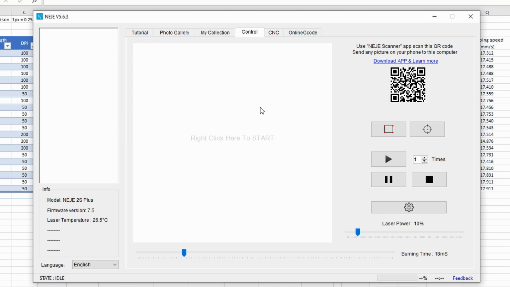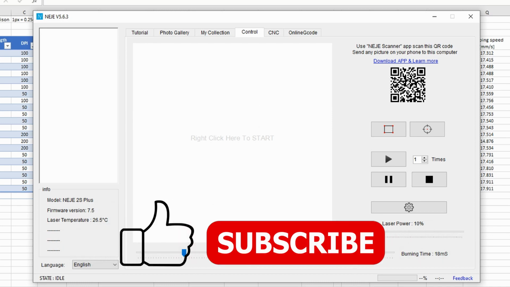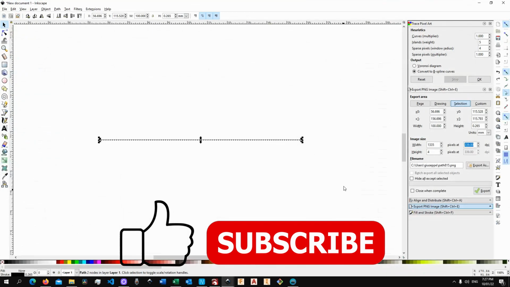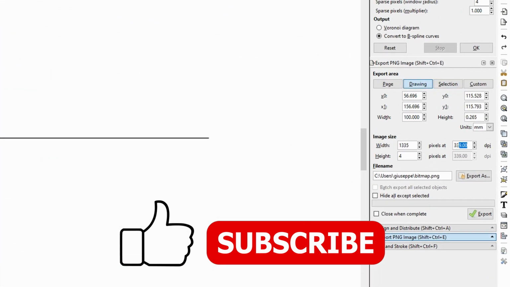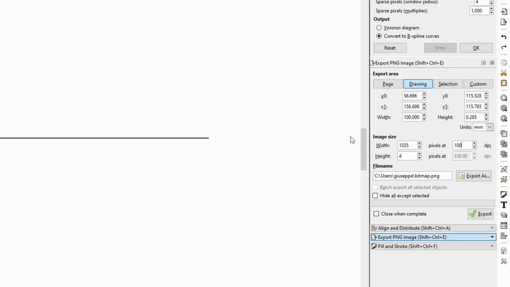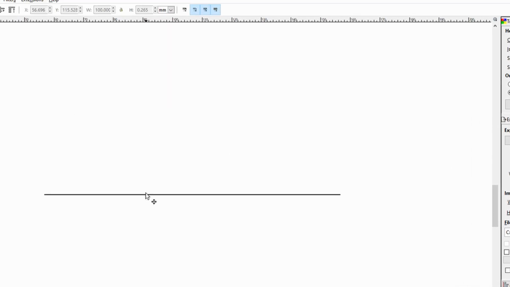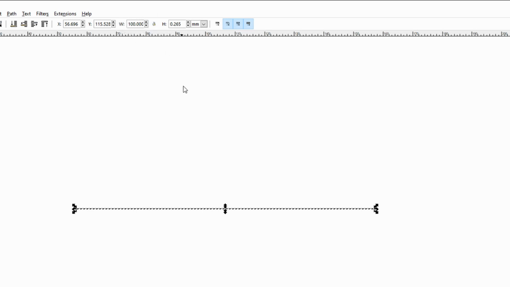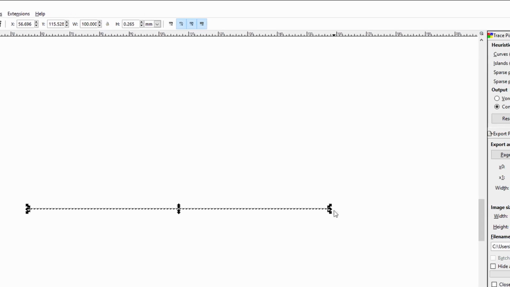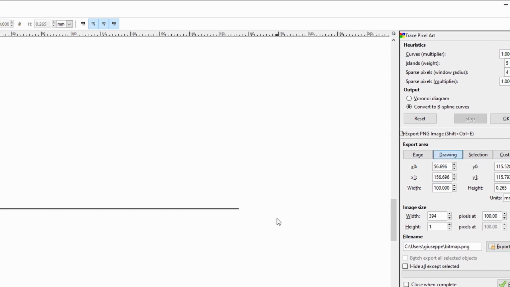This is something very important to keep in mind when designing something that is meant to be imported into the software, because if you design anything and export it at any value other than 339 DPI, you have a problem. For example, you see I have designed this line. This line has a length of 100 millimeters. We don't care about the thickness for this demonstration.